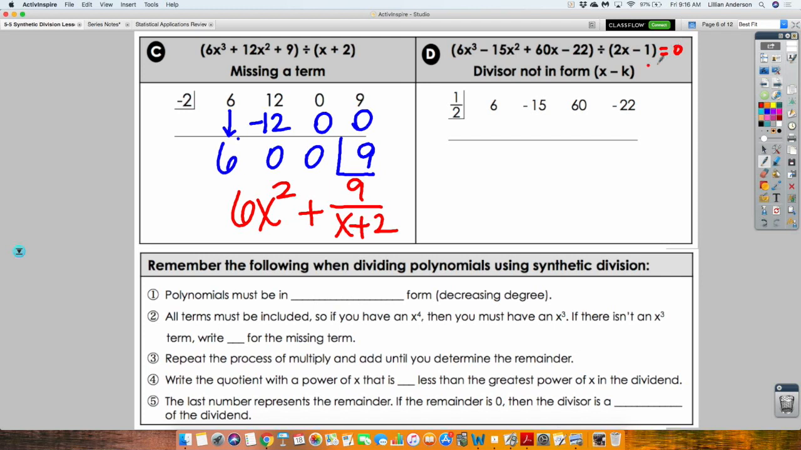So to start, you have to figure out what goes in your box. So go ahead and set that divisor equal to 0 and solve. And whatever number you get for x when you solve, that's what goes in your box. That's what you're going to end up multiplying all your numbers by when you go through synthetic division. All right, and just like before, you write the coefficients of your dividend.